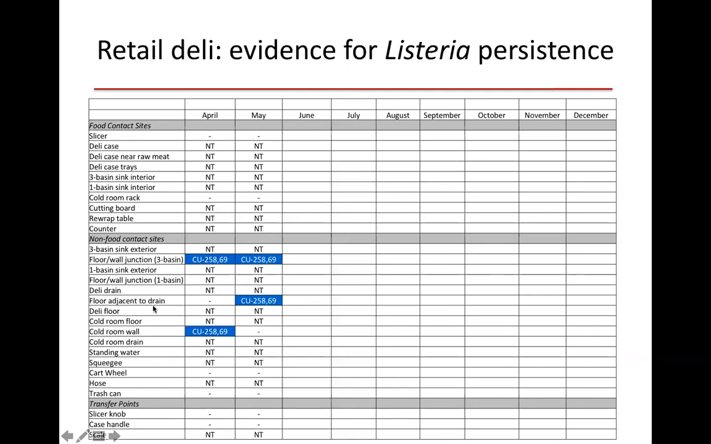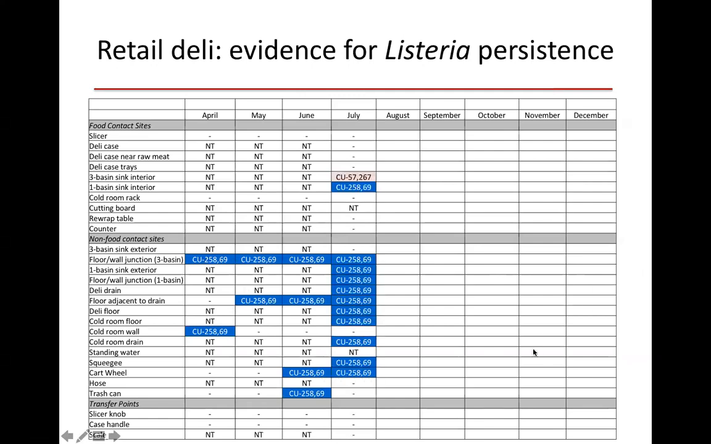We also have, for the first time, a floor adjacent to the drain. In June, we have a couple more that turn up positive, a cart wheel and a trash can. In July, you can see that, first of all, more testing was done, and it looks like this particular type of Listeria is all over the place. But for the first time, we also see a different type of Listeria in a different color. In August, we have 2 Listeria that we haven't seen before, this pink and this tan.